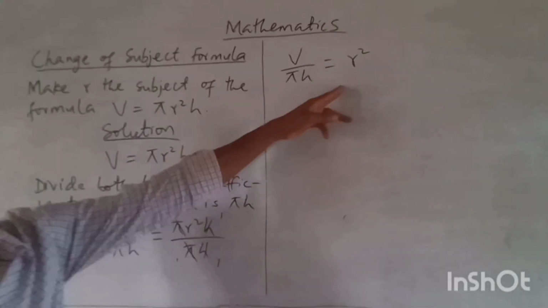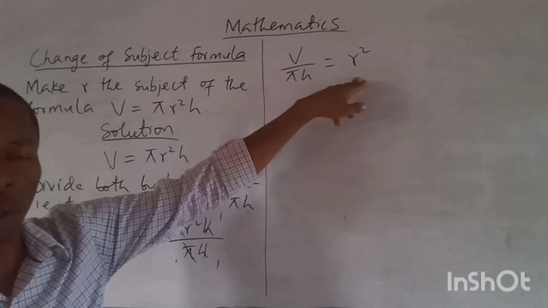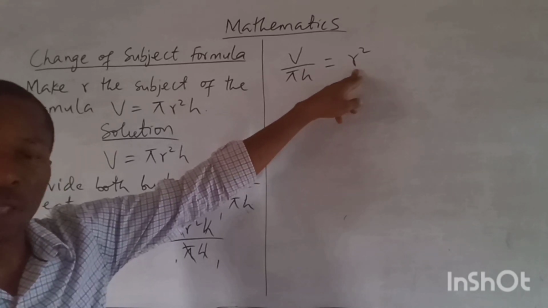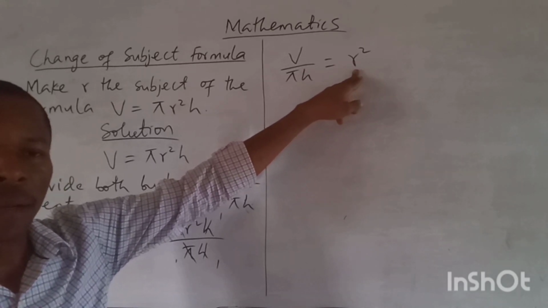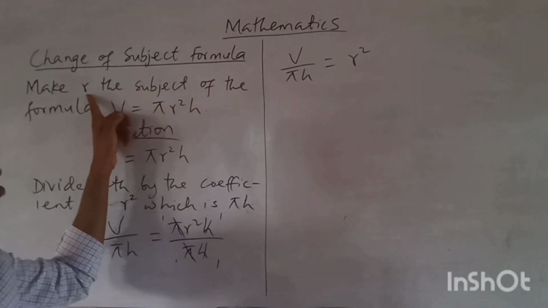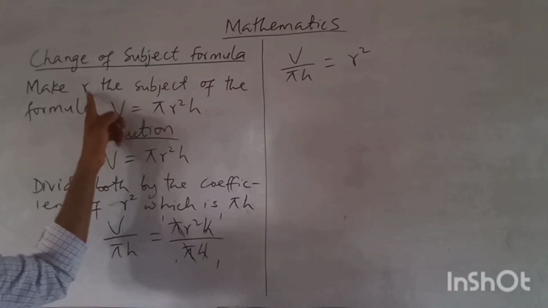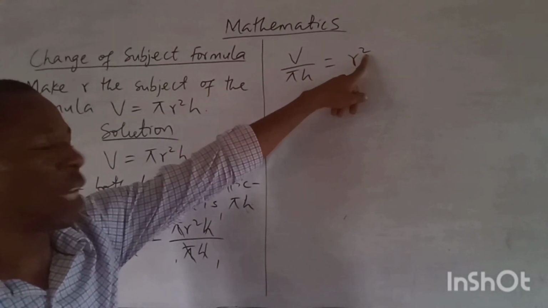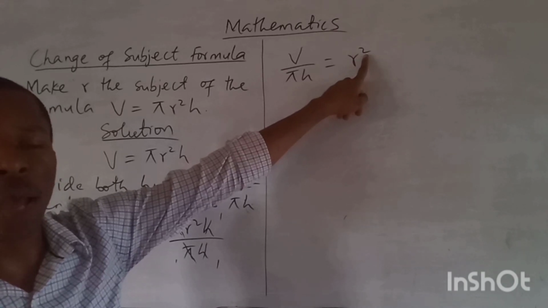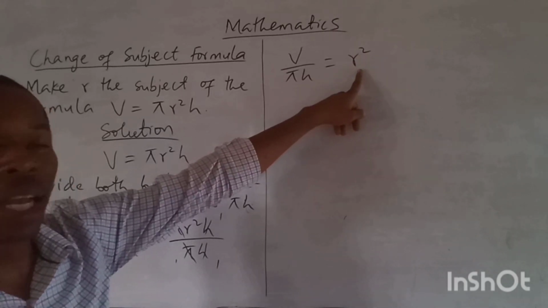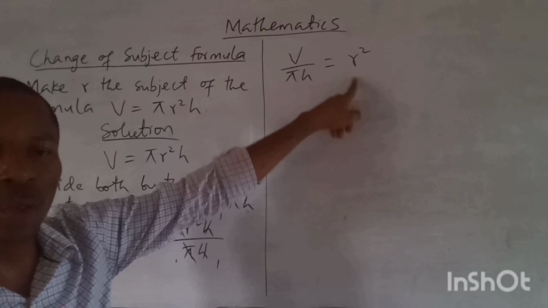So having gotten this, you can now make r the subject. Here, r squared is the subject of this formula, but we are asked to make what? R the subject of the formula. So what we have to do is to take opposite of square, which is what? Square root. For us to get r here, we take the square root of r squared. That will give us r.